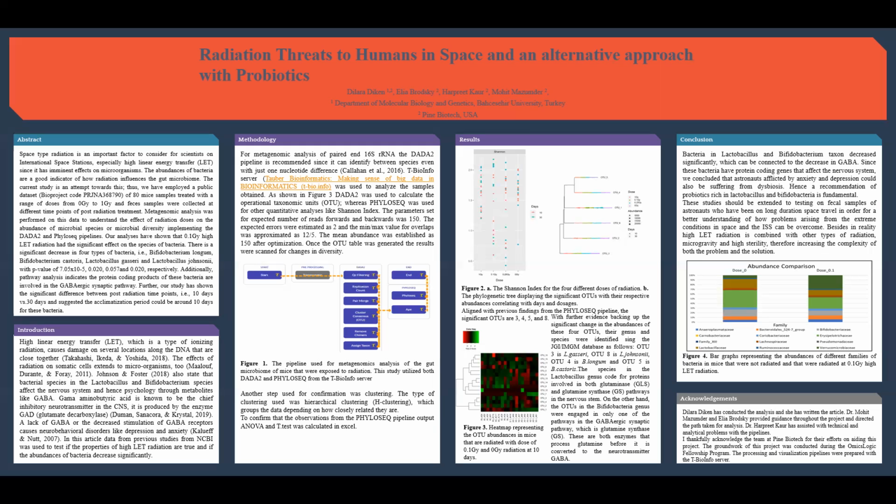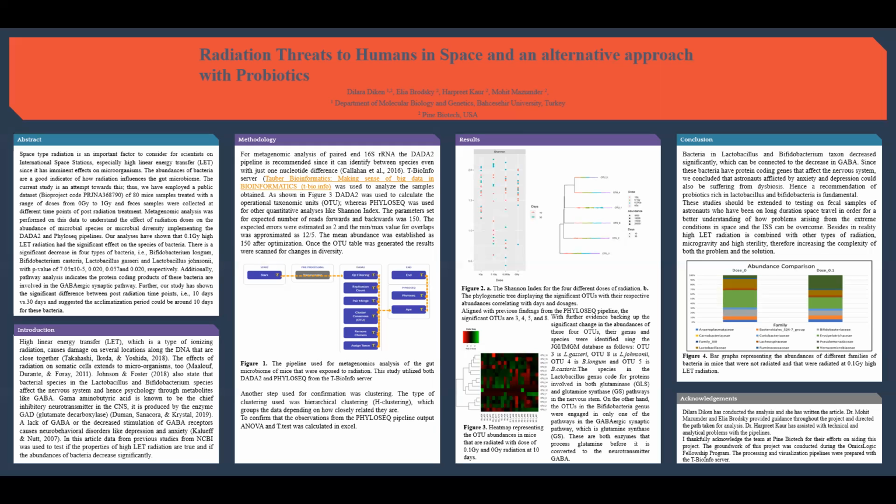My dataset included 80 samples of feces collected from mice exposed to radiation. They were divided into categories of days and doses. There were two categories for days, 10 days and 30 days, and four categories for doses: 0 Gy, 0.1 Gy, 0.25 Gy, and 1 Gy.